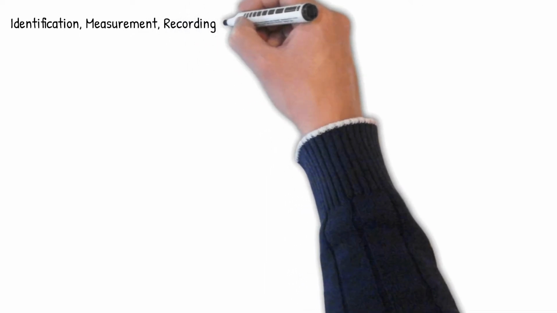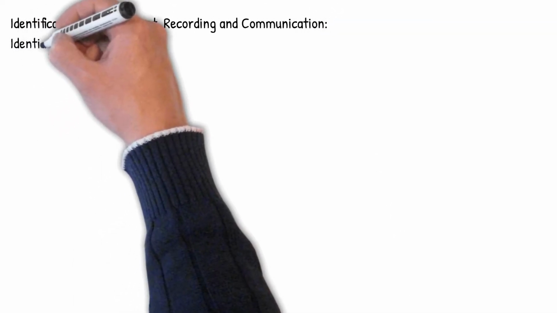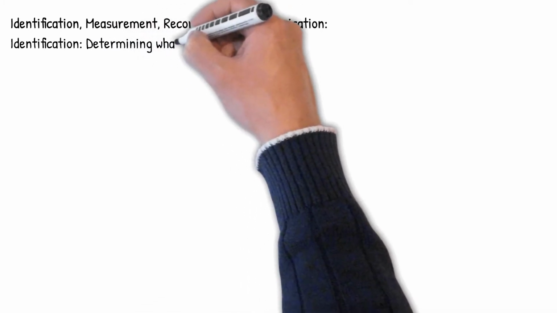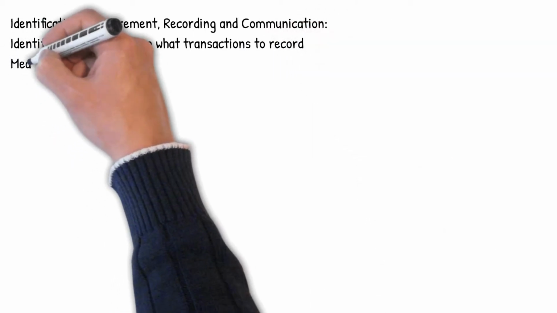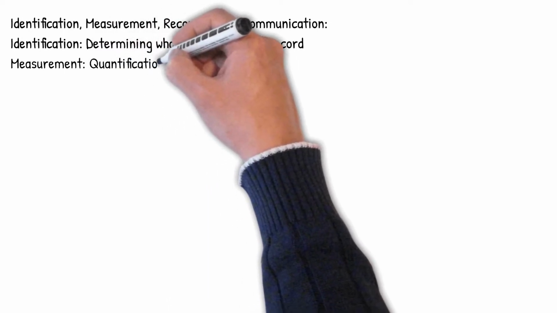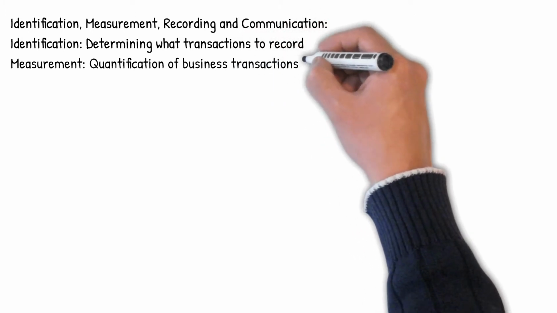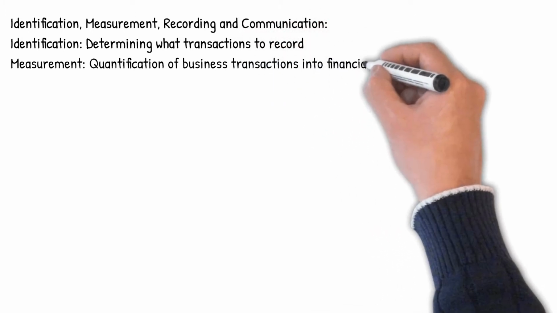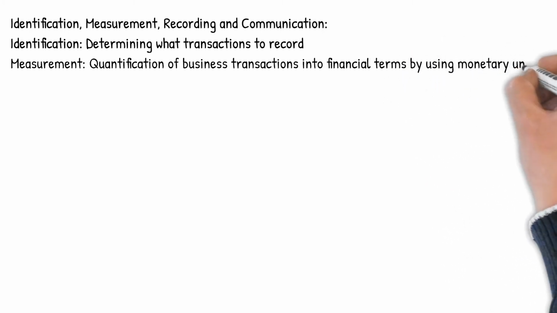Identification, measurement, recording and communication. Identification means determining what transactions to record, that is, to identify events which are to be recorded. It involves observing activities and selecting those events that are considered financial in character and relate to the organization. Measurement means quantification, including estimates of business transactions into financial terms by using a monetary unit. If an event cannot be quantified in monetary terms, it is not considered for recording in financial accounts.